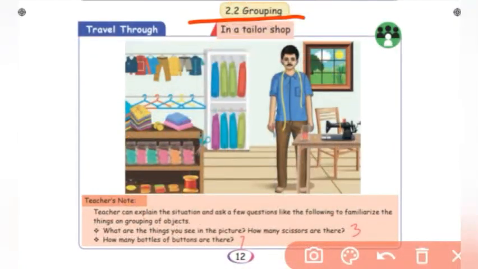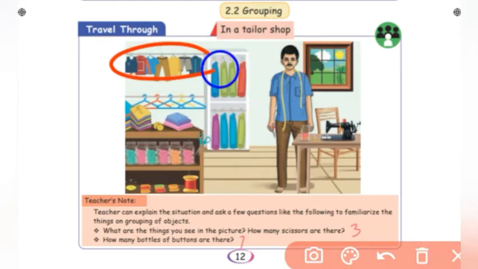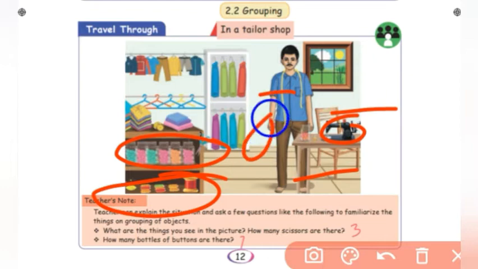Next, travel through in a tailor shop. See, what are the things you can see in this picture? In the picture la neenga ennalam paakuringa? See, shirts, dress, hangers, dress, buttons, needles, machine, table, chair, tap, see, scissor, again button.